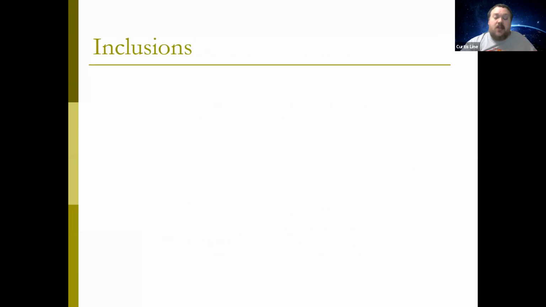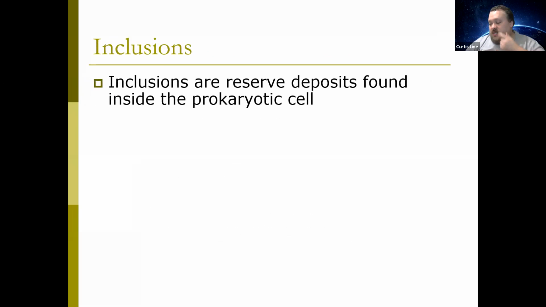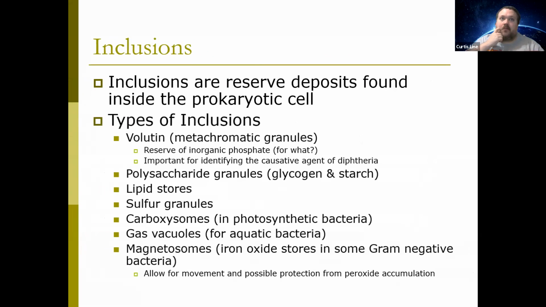All right, so then inclusions. Inclusions is kind of a new thing, or at least something you definitely didn't learn about in A&P. So inclusions are various different types of reserves or deposits found within the bacterial cell. There's a whole bunch. So we're going to go through this list. Some of these will be on the test, some of these won't be.